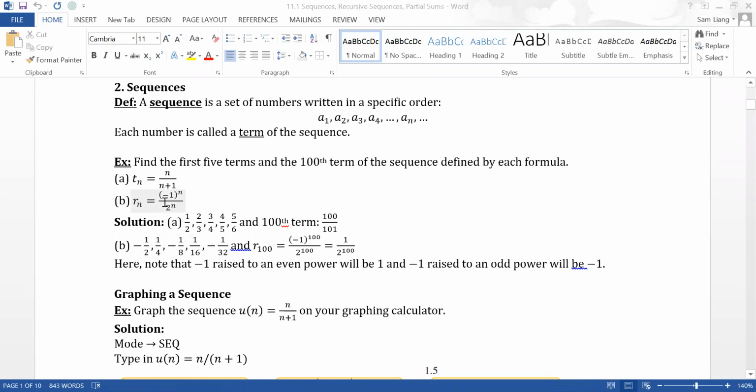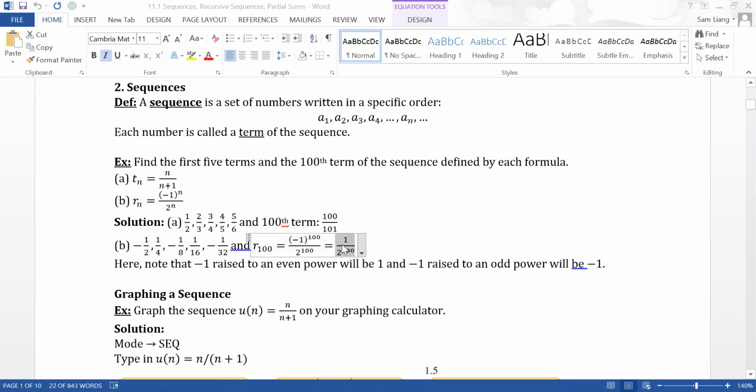And then you do the same thing for 3, 4, and 5. You get -1/8, 1/16, -1 over 32. Okay. And then a sub 100 is going to be -1 to the 100th. And for this, think about it for a sec. Here note that -1 raised to an even power will be +1, and -1 raised to an odd power will be -1. Okay. So in this case we have -1 to the 100th power. 100 is an even number. So we divide that by 2 to the 100th, and then you get 1 over 2 to the 100th.